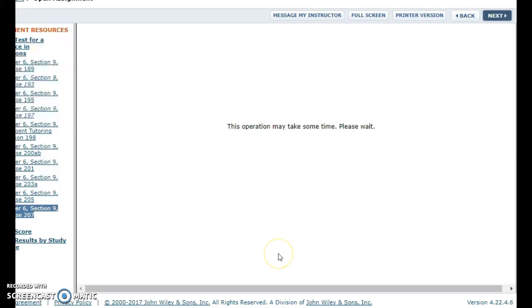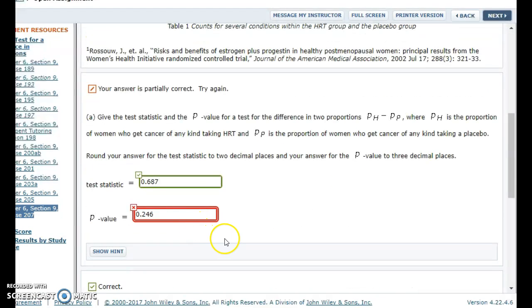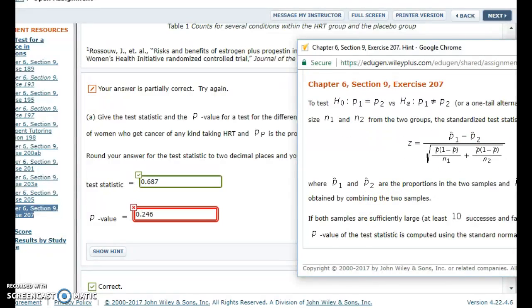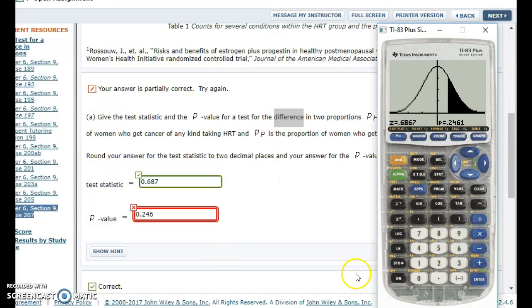Okay, so. And it says there was one mistake. It doesn't like my p-value? I would look at the hint, but I think it's not telling me. Are they trying to say that it was a two-tail test when they just test for a difference? Let me try that and see what happens. Isn't it fun trying to second guess Wiley Plus?